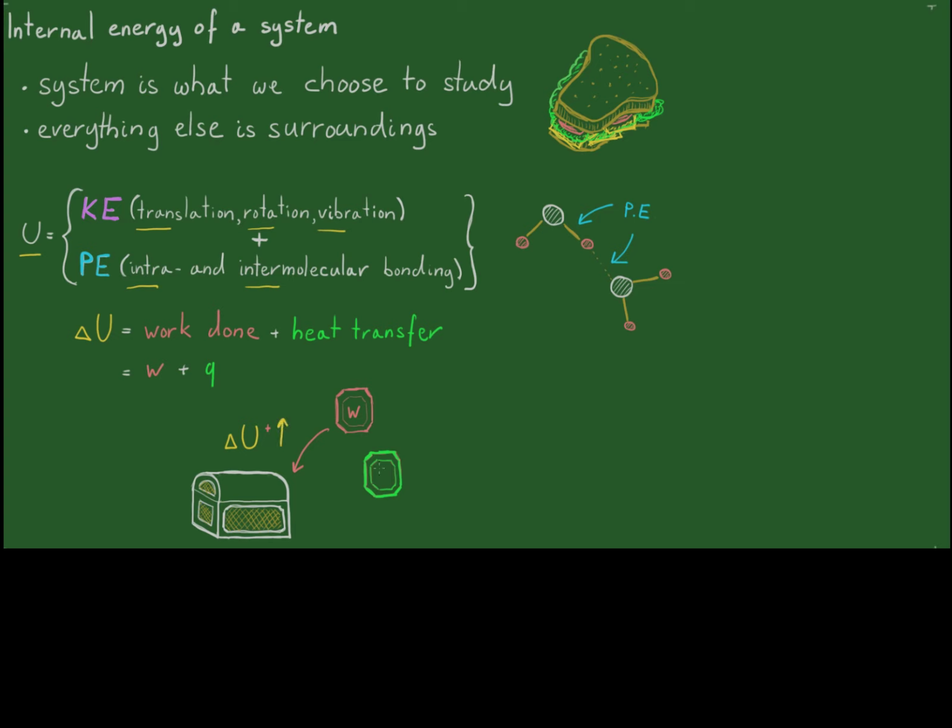In a similar fashion, if we add some emerald heat transfer gems, for lack of a better word, so Q gems, the internal energy of the system will increase as well. On the other hand, if we take away some work gems and also take away some Q gems, so we are taking away heat and we are taking away work, then the internal energy of the system will decrease.